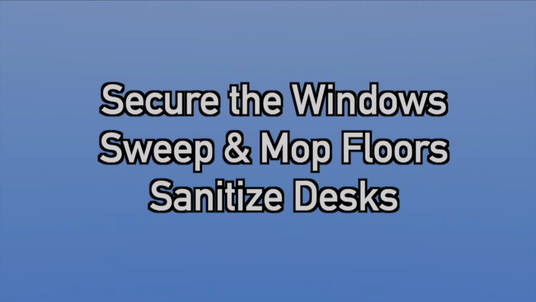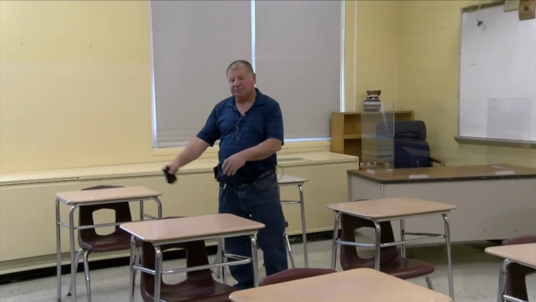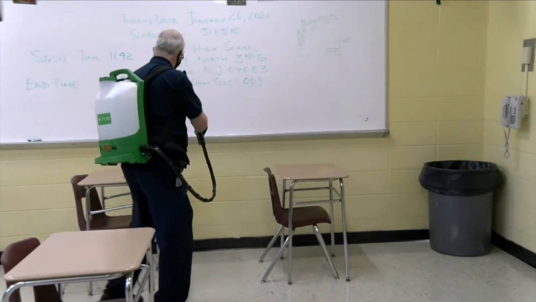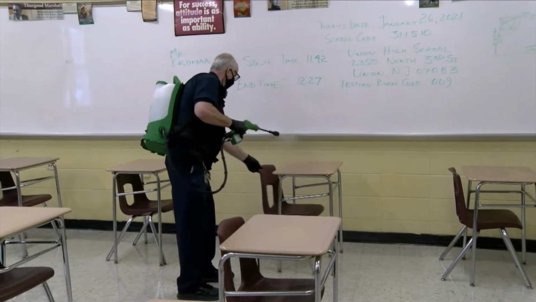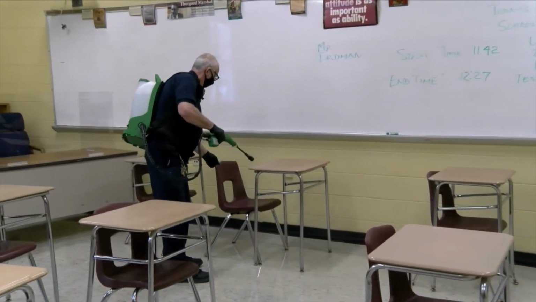And as you know, the DOE, the Division of Education, says that having open windows is good air circulation. And we also have the unit vents here that bring in fresh air, five or six air changes every hour. As you can see, this is the electrostatic sprayer. So all he has to do is spray one side of the chair and it'll get to the back side of the chair. This will be done every night in the schools.